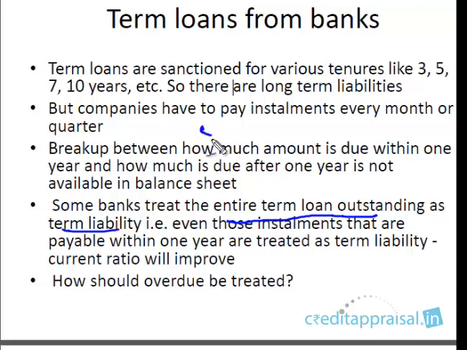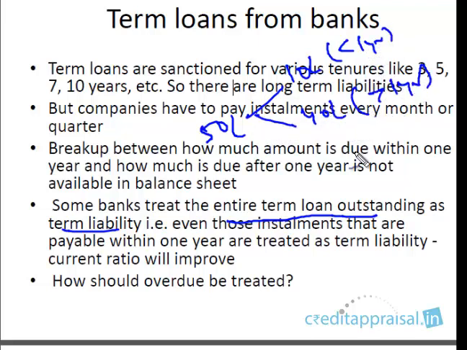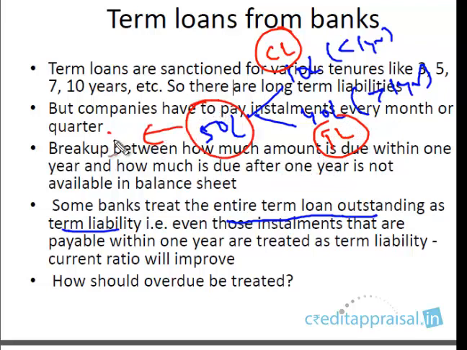So when you have a term loan outstanding of 50 lakhs, of which 10 lakhs is due within the next 1 year, 40 lakhs is due beyond 1 year. We already discussed that this is going to be a current liability, and this is going to be a term liability. But some banks take the entire 50 lakhs as term liabilities.